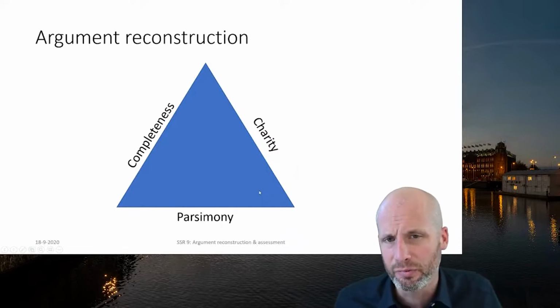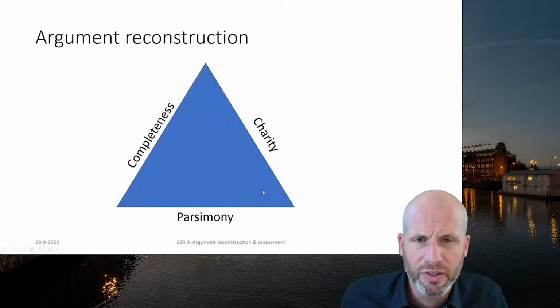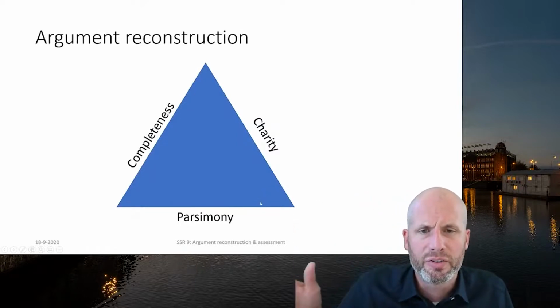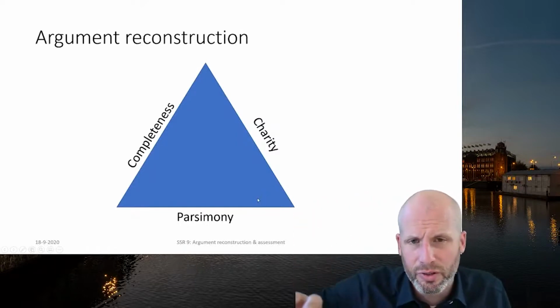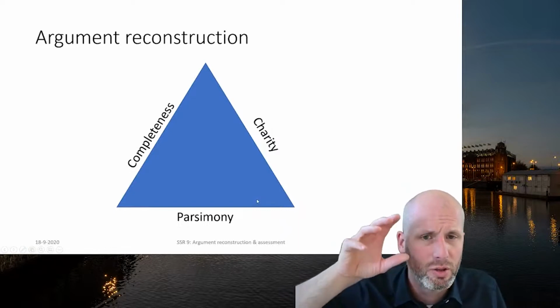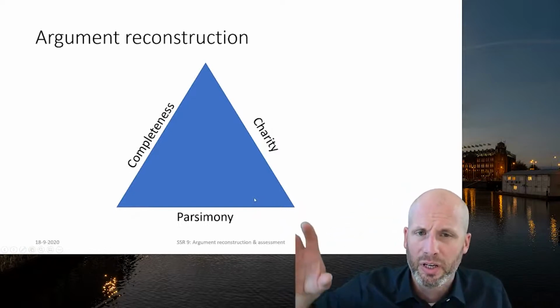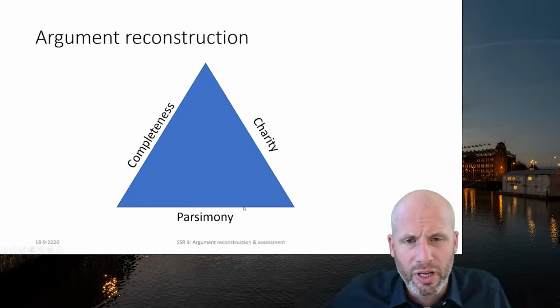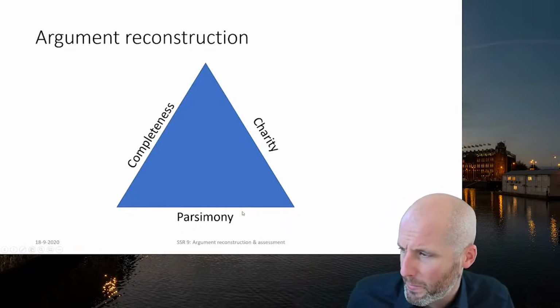Let's talk about completeness first. These are not things I'm going to test you on, but these are three principles to keep in the back of your head when considering, should I leave this out? Should I include it? Should I include a bunch of implicit premises and make them explicit in my reconstruction or not? Then these three principles should help you decide what to do.